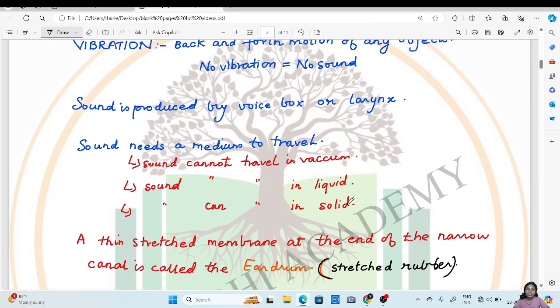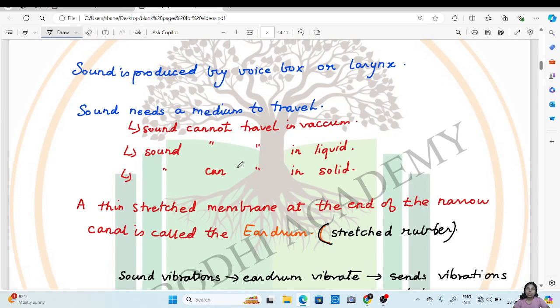Further, sound is produced by the voice box or the larynx that is present over here at this part. The small part right here at our neck which vibrates when we speak is the voice box or the larynx. Then we saw that sound needs a medium to travel. Through different experiments, we proved that sound cannot travel in vacuum.